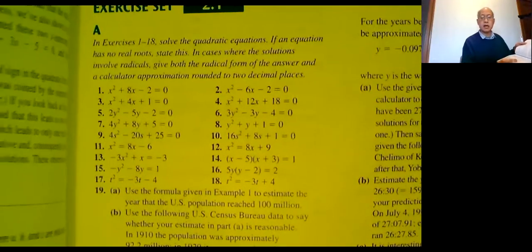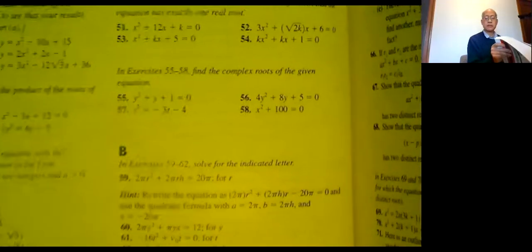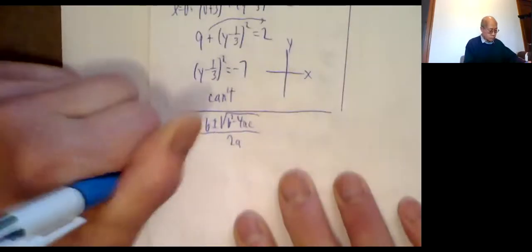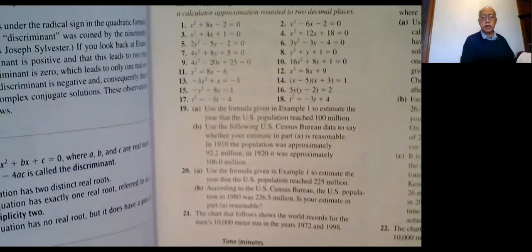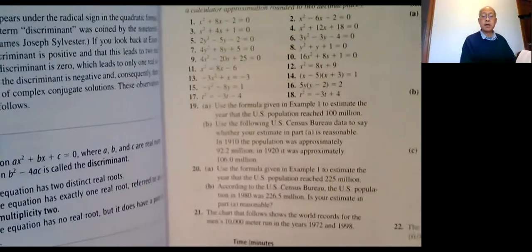In the direction it says, give a calculator approximation. I'm not going to do that. You can do it if you want to. This is not a calculator class. You can punch it in your calculator if you wish. I'm not going to. And then 55 to 58, they want complex roots. So I'll do some of these. We had 1 to 17. I'll do a few of these. How about I'll show you number 5.